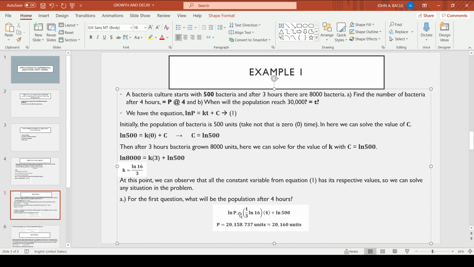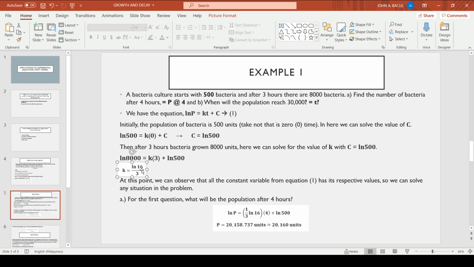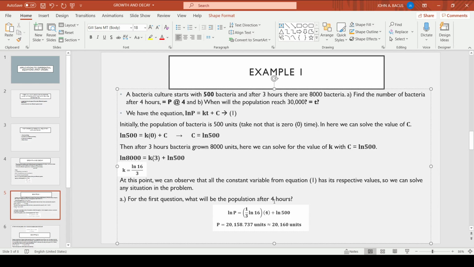So ln of P is equal to k, which is this one, times the time we are looking for, which is 4 hours, plus the constant, which is ln of 500. Now we can get the population, which is approximately 20,160. So the population of bacteria after 4 hours will be 20,160.